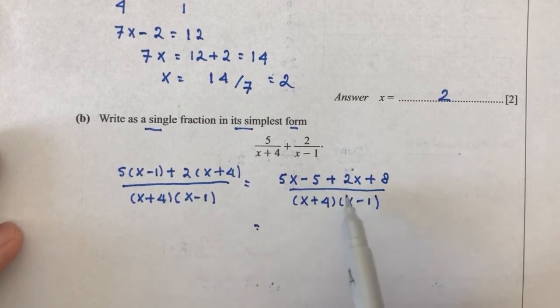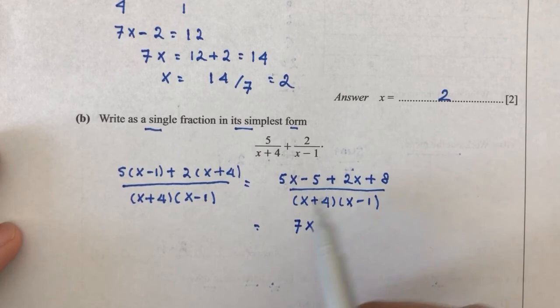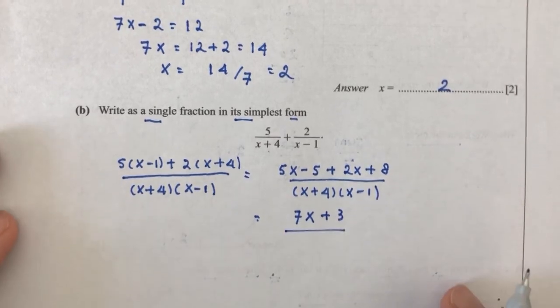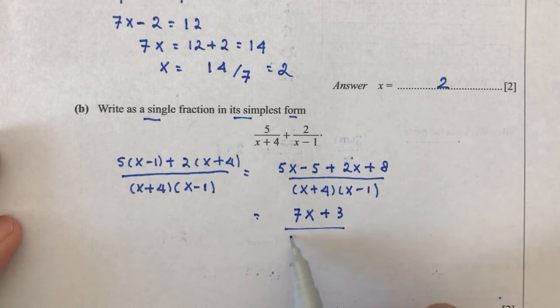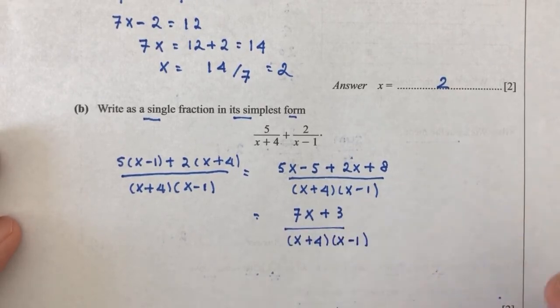And here we have to simplify. 5x plus 2x is 7x. Minus 5 plus 8 will be plus 3. Divide by (x plus 4)(x minus 1).